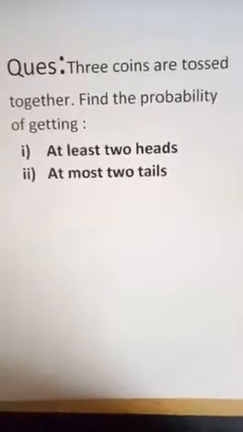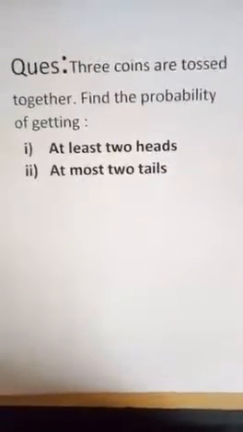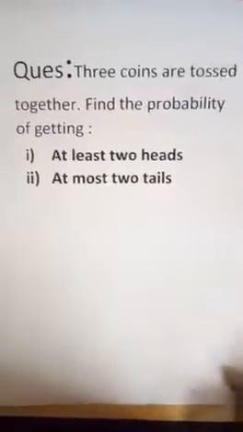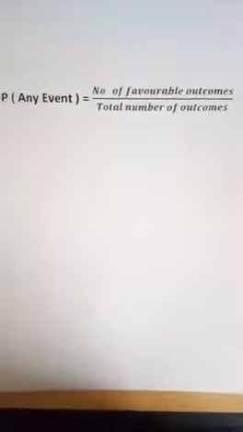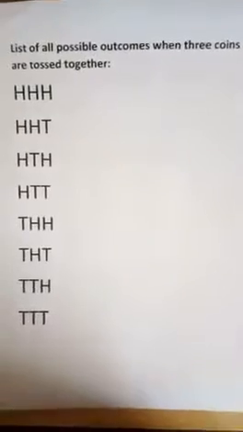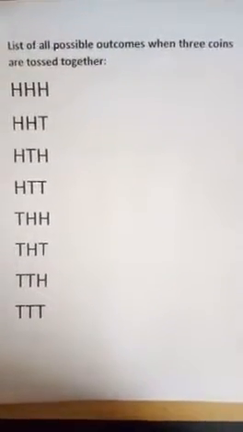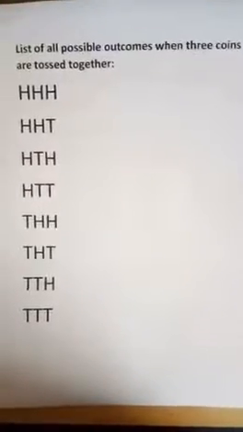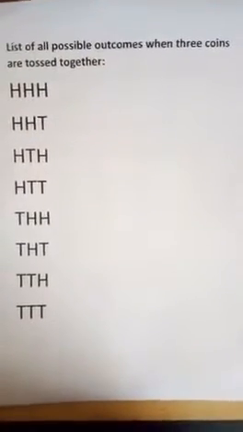To do this question, we require 2 prerequisite knowledge, that is the formula to make out the probability of any event, that is number of favorable outcomes upon total number of outcomes, and also the list of all possible outcomes once we are tossing 3 coins. As you can see, there are 8 possible outcomes when we are tossing 3 coins together.